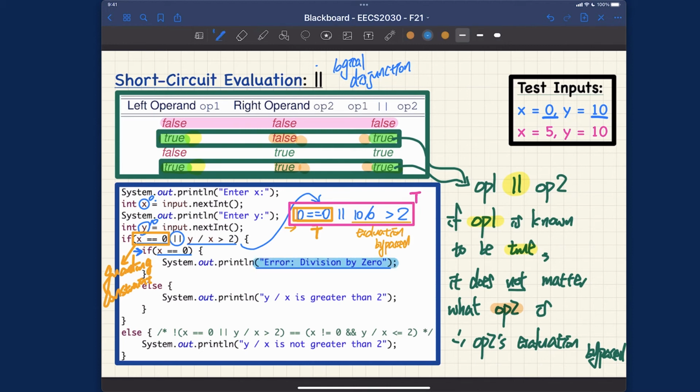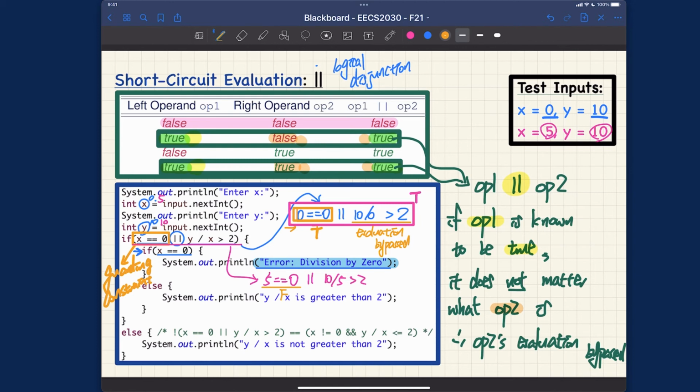Let's see the second input very quickly. So 5 and 10. Okay, so now we got 5 and also 10 over here. So now for this particular evaluation, what should it look like? Okay, let's now put it here. X will now be 5. 5 equals 0, or, and then 10 divided by 5 larger than 2. Okay, let's now analyze it logically. 5 equals 0 is going to be false.